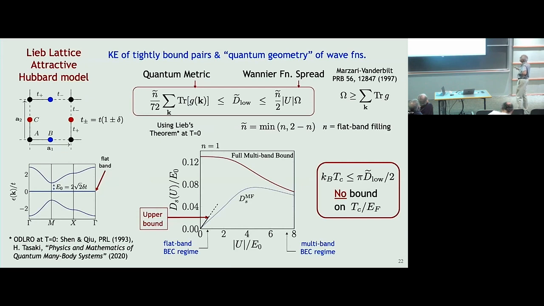And this omega is the spread of the Wannier functions when you project down into the flat band. You might say, why can't I make the Wannier function as crunched up as I want and reduce this? The answer is the trace of the quantum metric prevents you from doing that. So that's the bound, and we can connect it with mean field theory. The one thing I want to say immediately is, here you would say epsilon Fermi is zero, so TC over epsilon Fermi is infinity, but we get a finite TC bound.